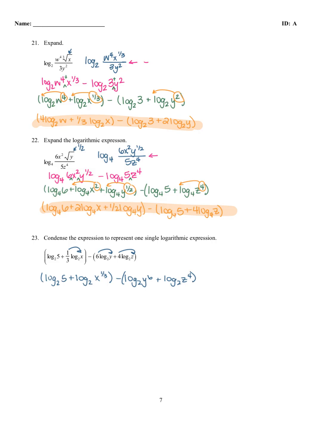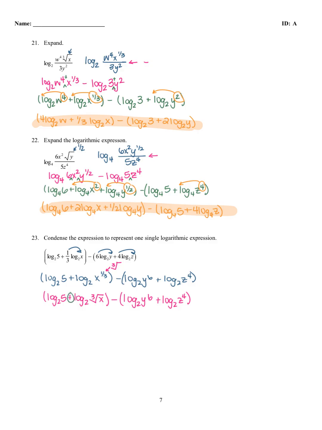From here, we're going to rewrite that fractional power as the cube root. So it's going to give us log 2 of 5 plus log 2 of the cube root of x minus log 2 of y to the 6th plus log 2 of z to the 4th.